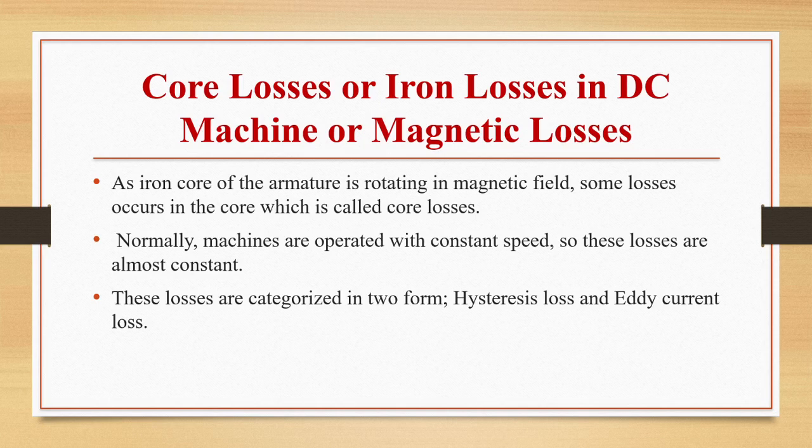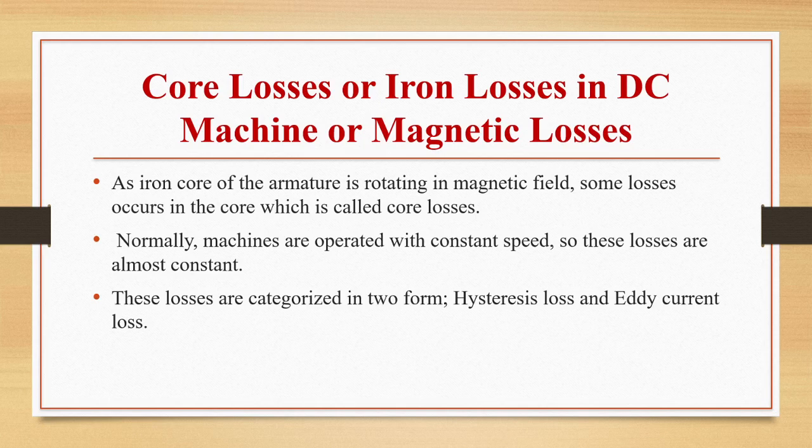Normally machines are operated at constant speed, so these losses are almost constant. Whereas we have seen for copper losses, the current is variable, so they are variable losses. But iron losses are constant losses because machines are operated at constant speed. So magnetic loss, iron loss or core loss is always a constant loss.